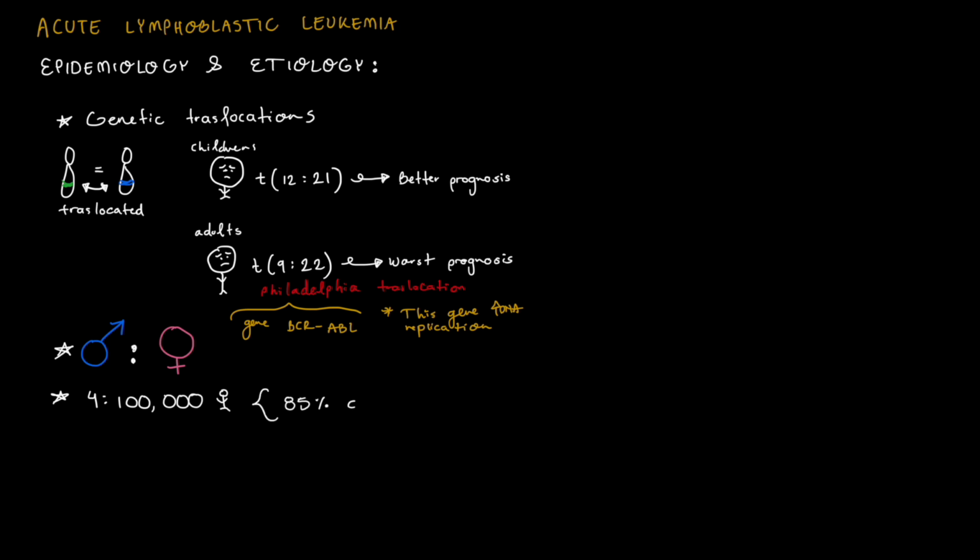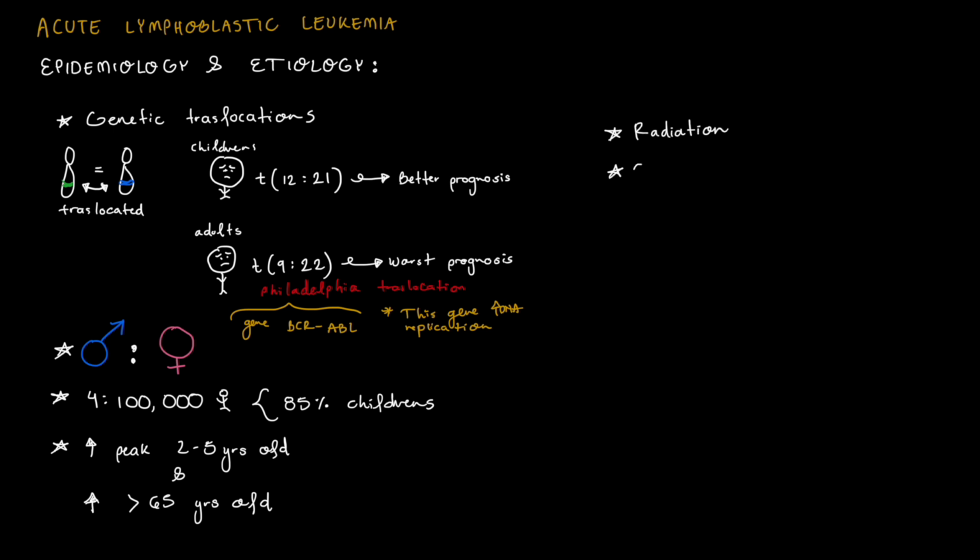Also, it's going to be more frequent in boys than girls. Per every 100,000 people, 4 of them can develop acute lymphoblastic leukemia. And from this group, 85% are going to be children. So it is by far more present in children, right? Also, we have peaks of incidence of acute lymphoblastic leukemia between 2 and 5 years old and after 65 years old.